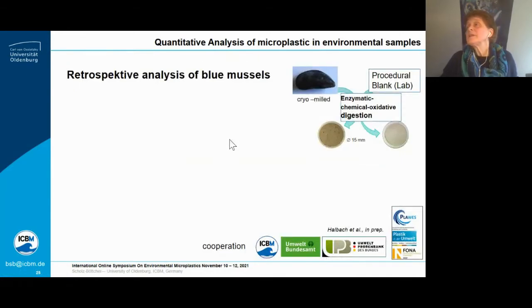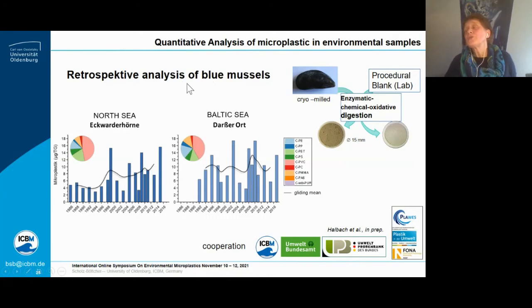The last example is a retrospective analysis of blue mussels, which was done in cooperation with the Environmental Specimen Bank of Germany, where we get samples that span a period of at least 30 years and were sampled each year to get insight into the microplastic composition over time, and also the specific composition of the single years, which gives a broad overview of different sources, etc. This will be published soon, and here we observed microplastics at least in the ppm range.